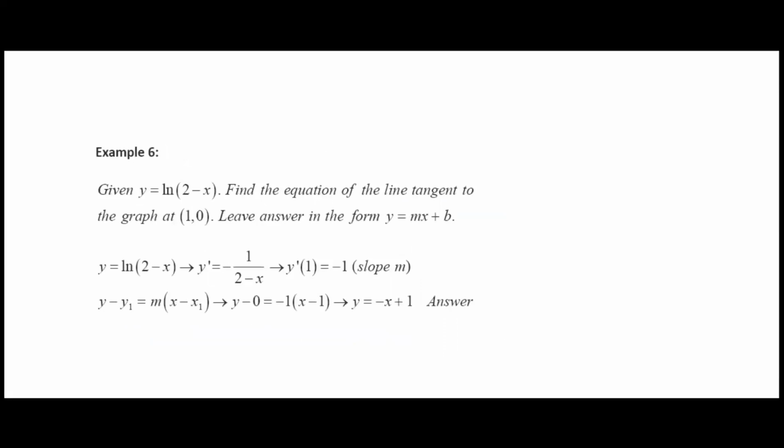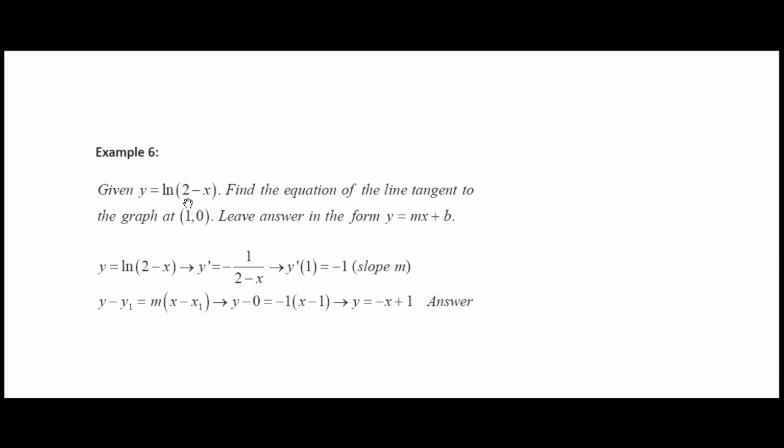Let's review writing the equation of a tangent line. Given y equals ln of 2 minus x, find the equation of the line tangent to the graph at 1, 0. And this answer will be fairly simple, so we'll request that you leave it in the form y equals mx plus b. Note that 1, 0 is a point on this line. When x is 1, then you have ln of 1, which is 0. We said earlier, ln of 1 is always 0. Log of 1 to any base is 0. So this point is on the graph of this equation.